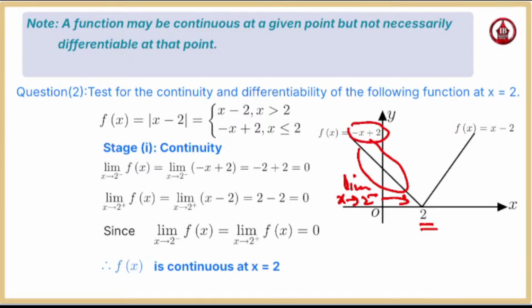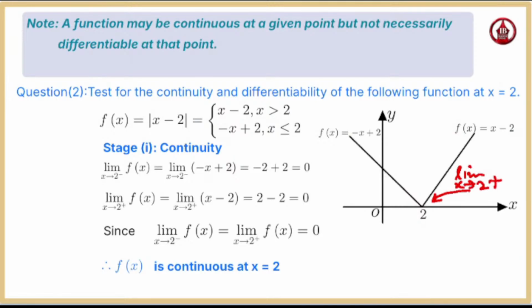So in this I will substitute, I will replace x by 2. So I am choosing this branch, which is for x less than or equal to 2. In this, I will replace x by 2. So minus 2 plus 2, which will be 0, right? Then for right hand limit, I will approach 2 from the right hand side and I will write limit x tends to 2 plus. Okay, that will be for this part of the function.